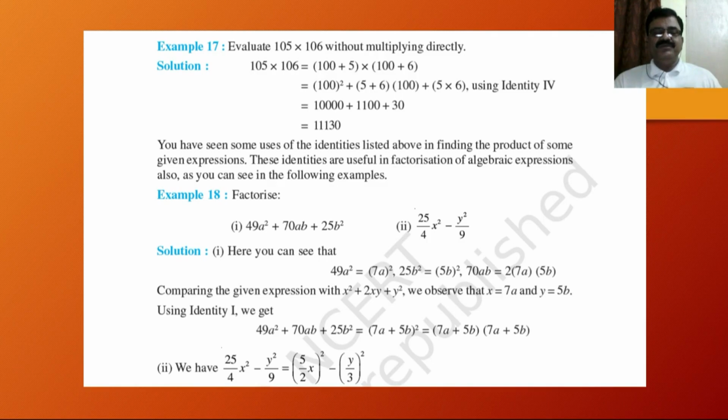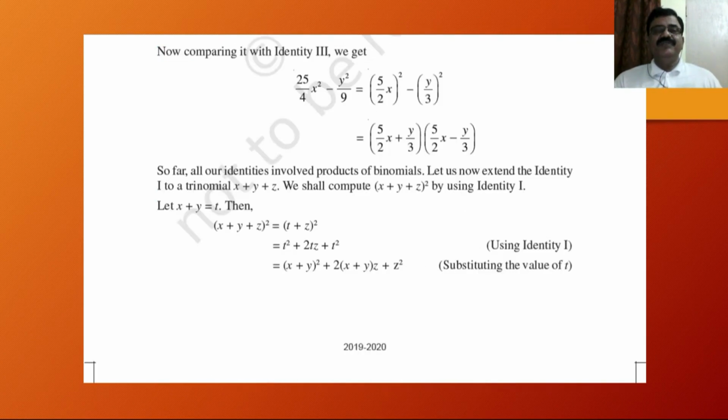In question number 2, we have 25 by 4 x square minus y square by 9, that can be written as (5 by 2 into x) the whole square minus (y by 3) the whole square. So by comparing it with identity 3, we get 25 by 4 x square minus y square by 9 is equal to (5 by 2 x) the whole square minus (y by 3) the whole square. So it will be equal to (5 by 2 x plus y by 3) multiplied by (5 by 2 x minus y by 3).